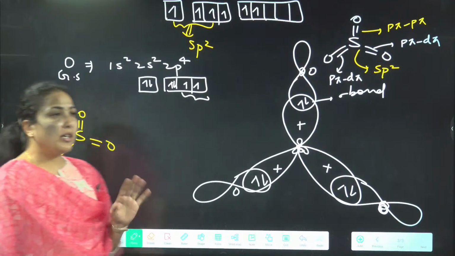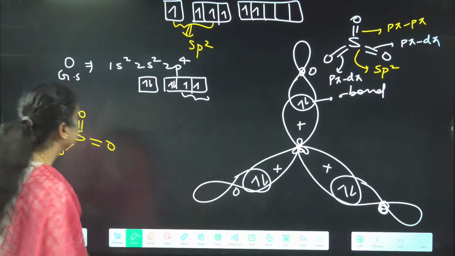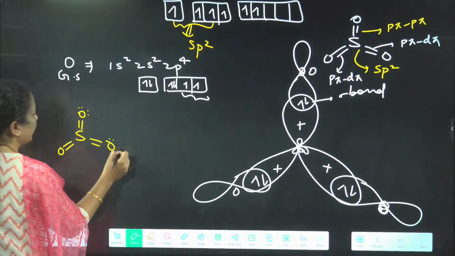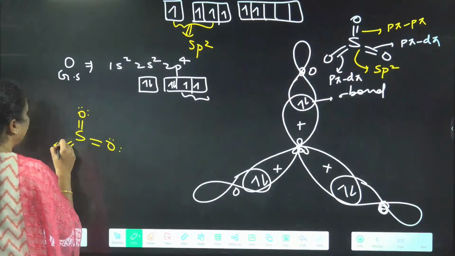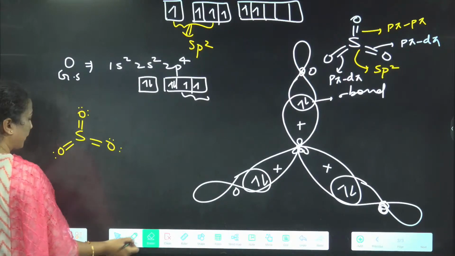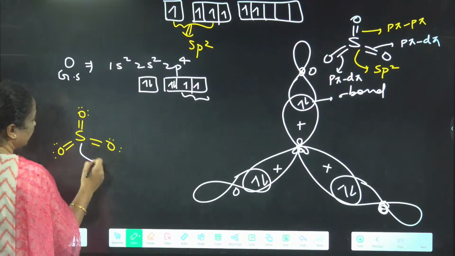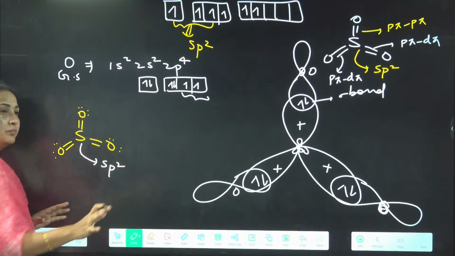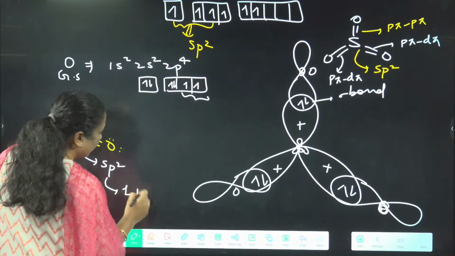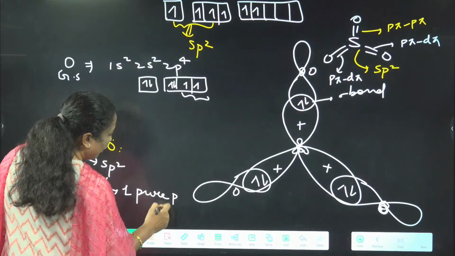That is only for your understanding. I have told you everything here. Now you just see how you predict. You simply find out the hybridization of the central atom. Here in this case it is sp2. So for sp2 there is one pure p orbital.